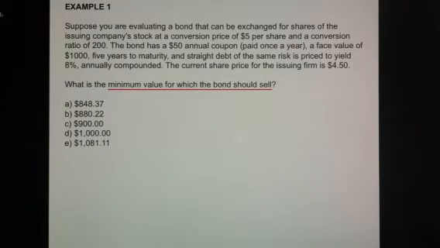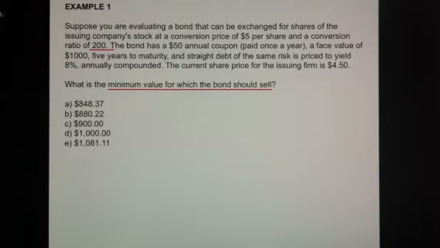Reading from the top, I see bond can be exchanged for shares. Okay, so there's a twist on this one. It's not going to be a straight valuation. I've got a conversion feature here. Remember, the conversion feature is going to set a floor value for the bond. Let's see, I'm told the conversion price is $5 and the conversion ratio is 200.